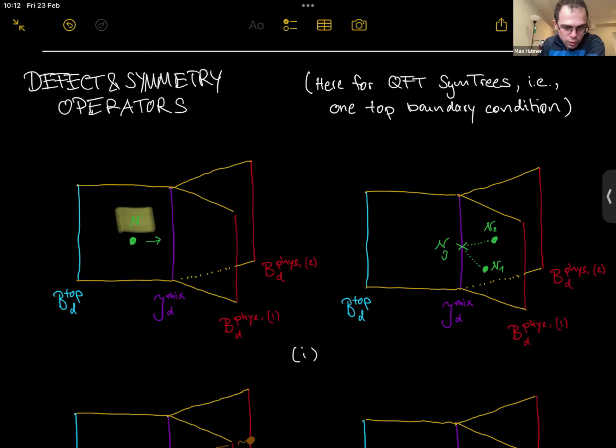There's a question in the chat: are these SymTFTs just a discrete collection, or are they further smoothly parameterized? I will assume that into the tree there will go a finite number of SymTFTs. Does that answer your question?